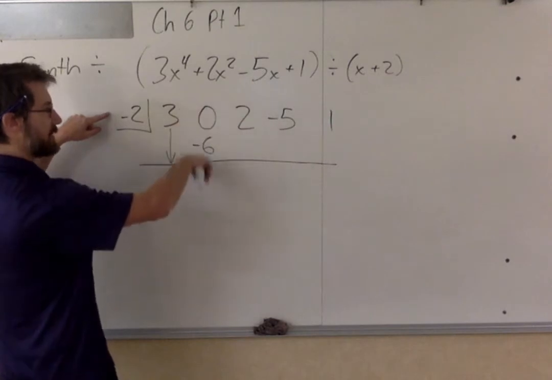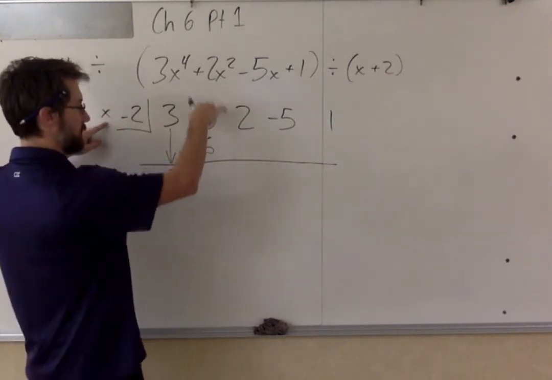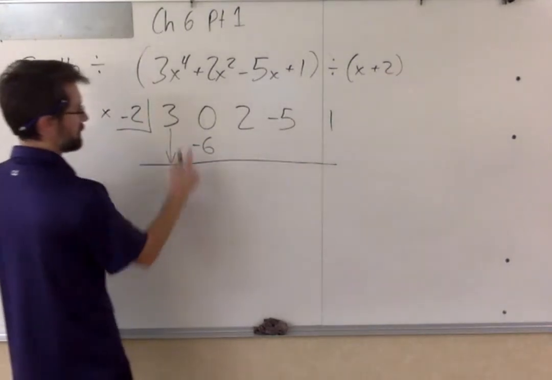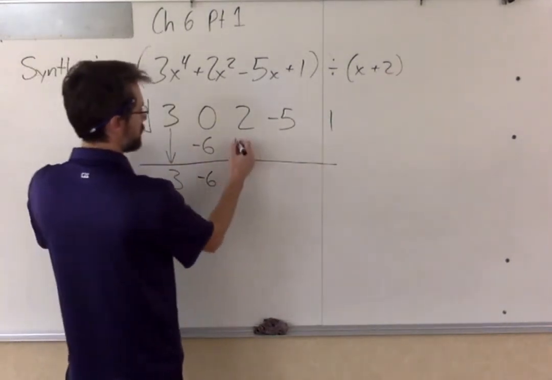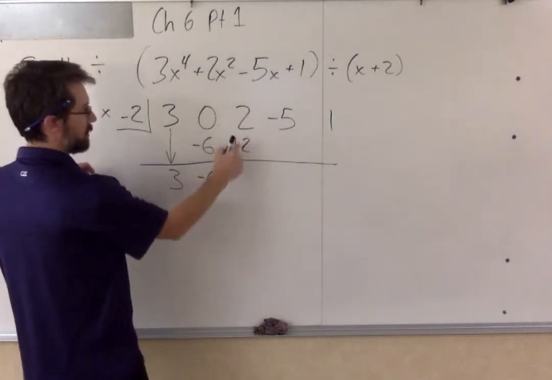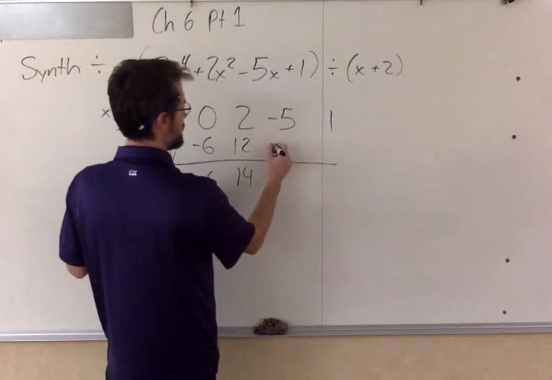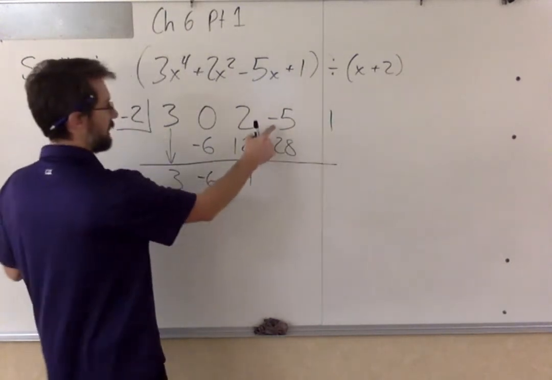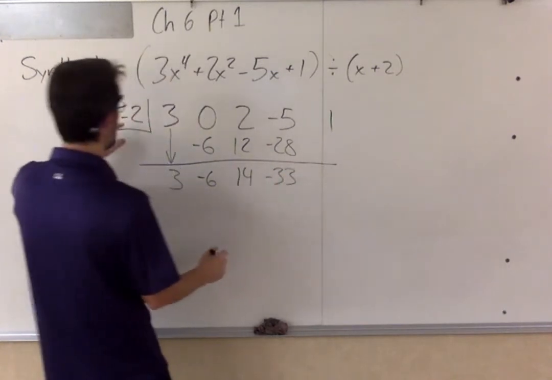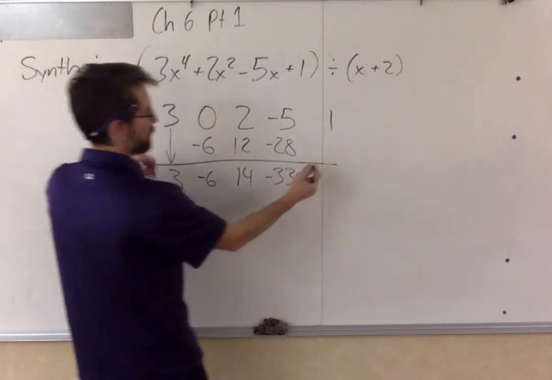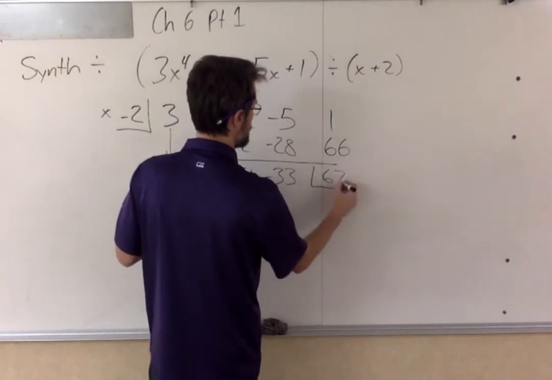Now we're adding vertically. So this is the number we're always multiplying by, and then we always add the numbers vertically. So 0 plus negative 6 is negative 6. Negative 6 times negative 2 is 12. 2 plus 12 is 14. Negative 2 times 14 is negative 28. Negative 5 minus 28 is negative 33. Negative 2 times negative 33 is positive 66, and 1 plus 66 is 67.